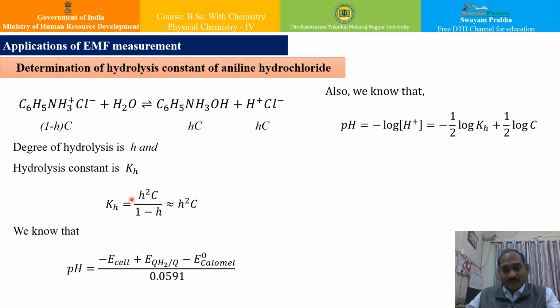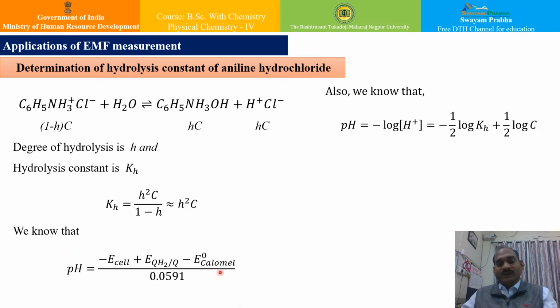Basically, if I represent h as the degree of hydrolysis, and K_h is the hydrolysis constant, I can write the hydrolysis constant as h squared C upon 1 minus h, which is approximately equal to h squared C in this particular case. We also know that the pH can be determined by this particular formula.